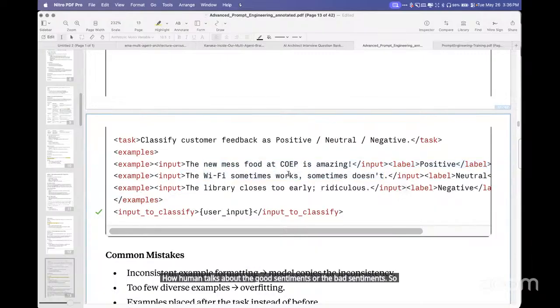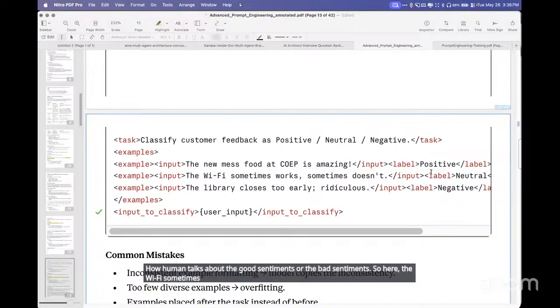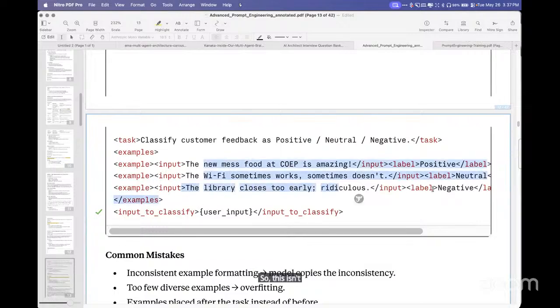So here, the Wi-Fi sometimes works, sometimes doesn't. It is a neutral statement. We are not satisfied and we are not dissatisfied, so it is a neutral statement. And then, library closes too early, that is ridiculous. This is a bad sentiment, so we are categorizing it as a negative statement.